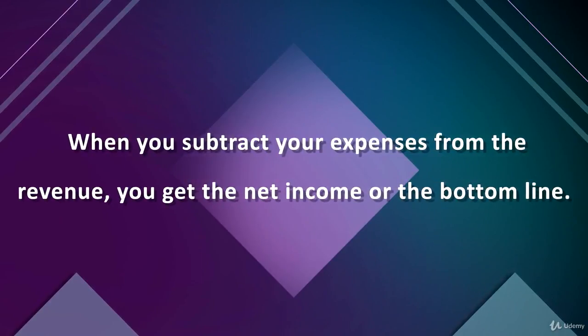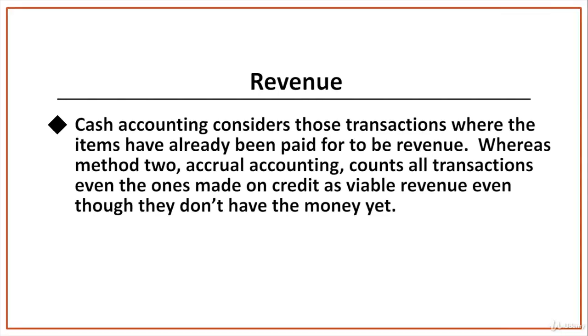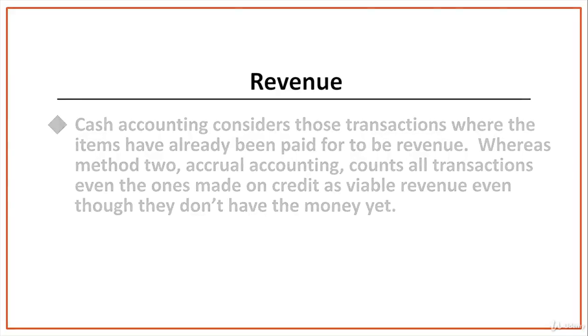And there are a couple of kinds of accounting methods used to calculate revenue. One is cash accounting. Cash accounting considers those transactions where the items have already been paid for to be revenue. Whereas method 2, accrual accounting, counts all transactions, even the ones made on credit, as viable revenue, even though they don't have the money yet.